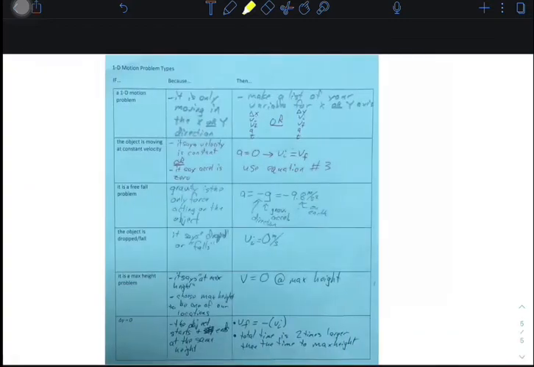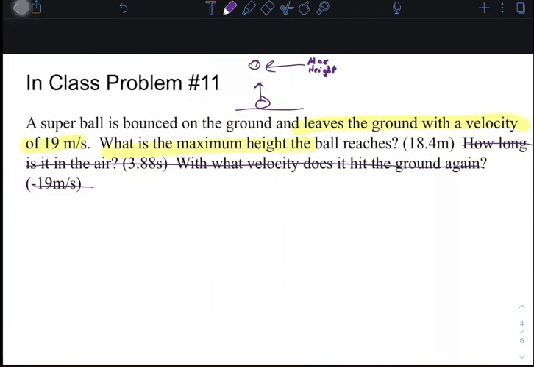So we go through our problem types and we say, is this a 1D motion problem? And the answer is yes, this is a 1D motion problem. Is it in the X or is it in the Y? It's in the Y, so we need to make that list in the Y direction. So we're going to write delta Y, VI, VF, A, and T. And then we can go back to our list.